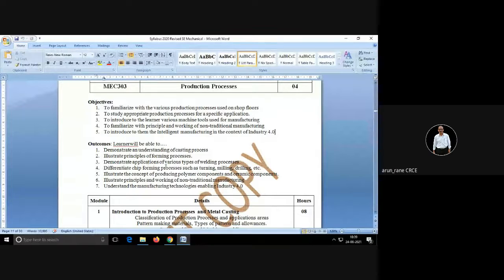Then we should be able to illustrate principles of forming processes. Forming processes means what? Like rolling, forging, drawing. These are called the forming. That is, it gives the forms. It gives form to the products. That is called the forming processes.